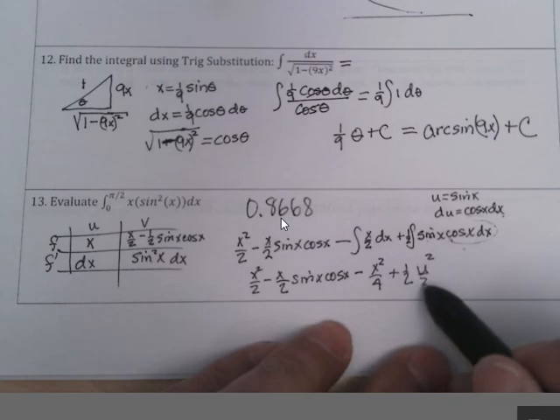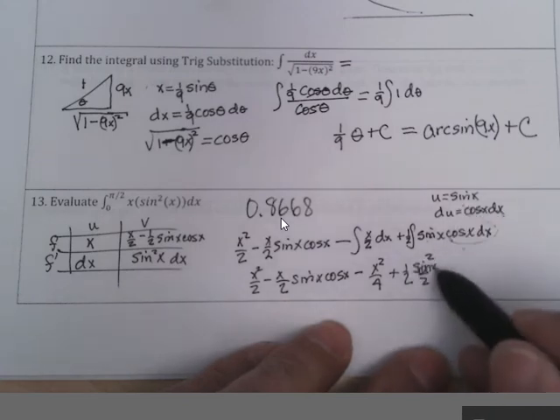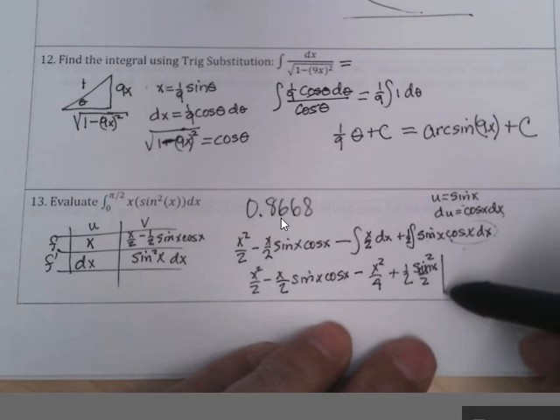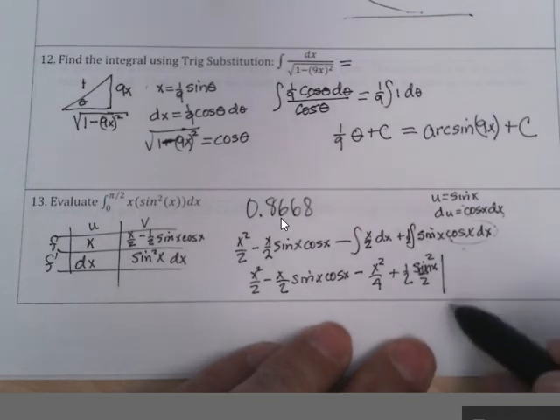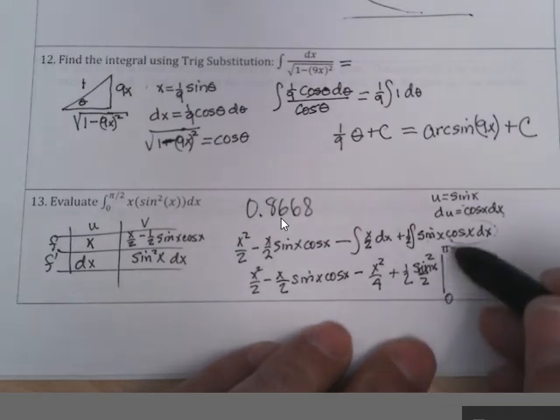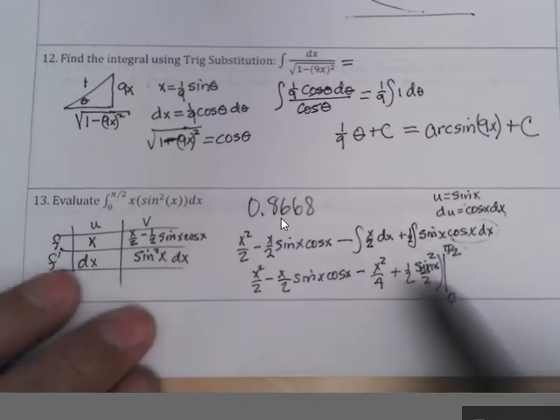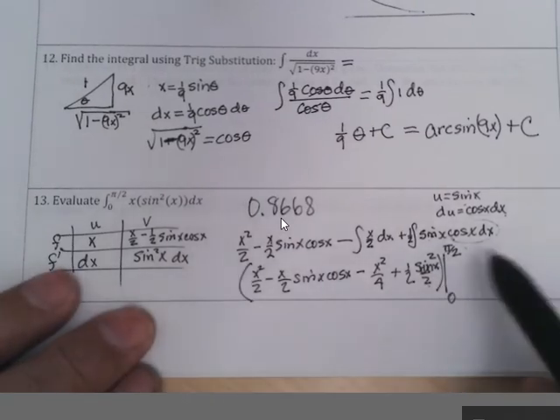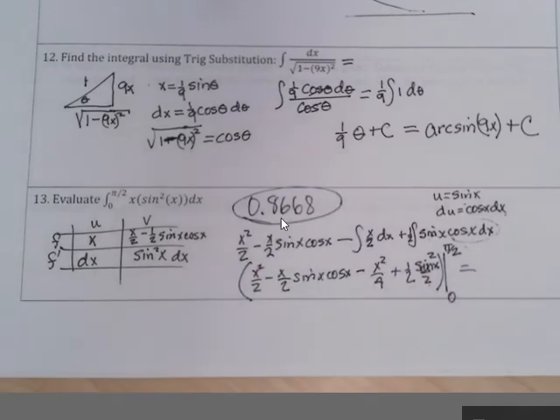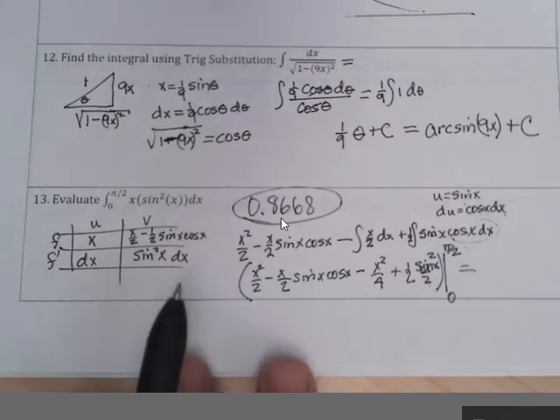squared over 2, but u was sine x, so it's sine x squared, all evaluated from 0 to pi over 2. So I'd put pi over 2 in for all the x's, and then I'd put 0 in for all the x's and subtract those two, and I should get that answer. So it does work by parts.